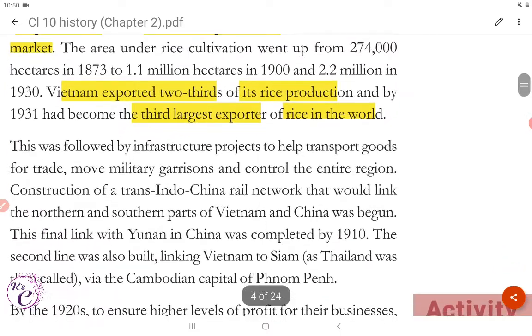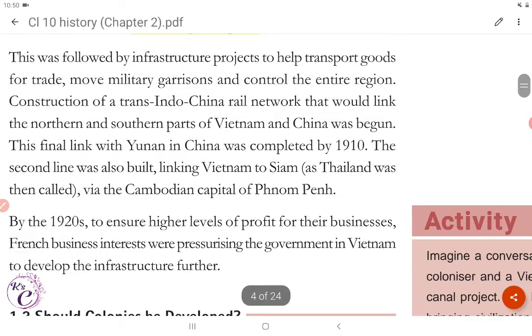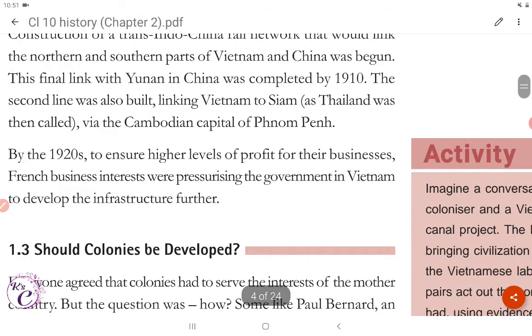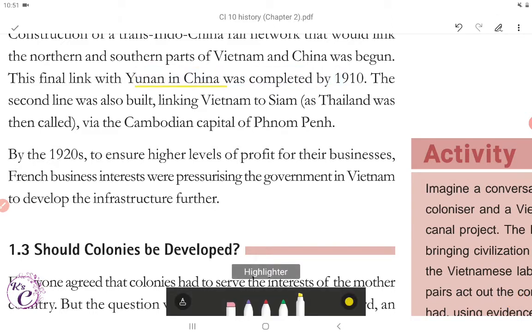This was followed by infrastructure projects to help transport goods for trade, move military garrisons, and control the entire region. Construction of a trans-Indochina rail network that would link the northern and southern parts of Vietnam and China was begun. The final link with Yunnan in China was completed in 1910. The second line was also built linking Vietnam to Siam, as Thailand was then called.